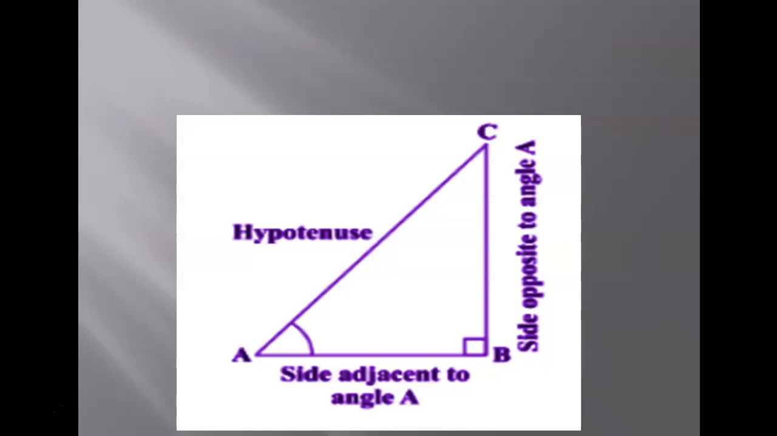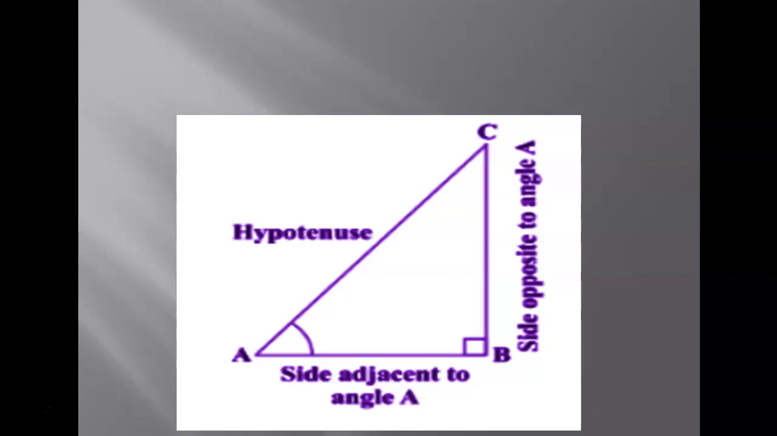Now, this is a triangle ABC. Whenever we have to apply trigonometry, the triangle must be a right angle triangle. In this triangle, angle B is a right angle. Triangle ABC has three sides: one is AB, second is BC, and the third is AC. Now, I am considering angle A.